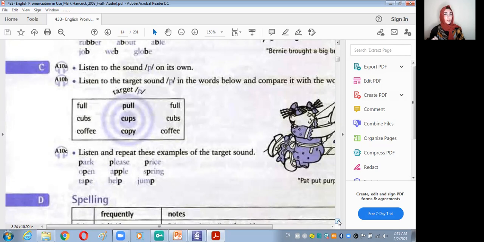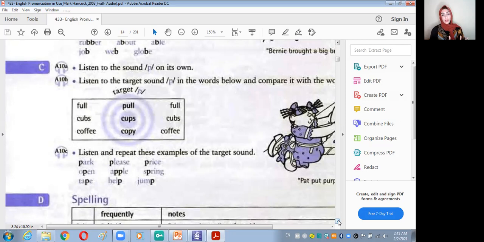Another thing that I need you to know is that the s after the p, which is voiceless, is still voiceless. So we say cups. So here the S has to be voiceless in order to agree with the voiceless preceding consonant.